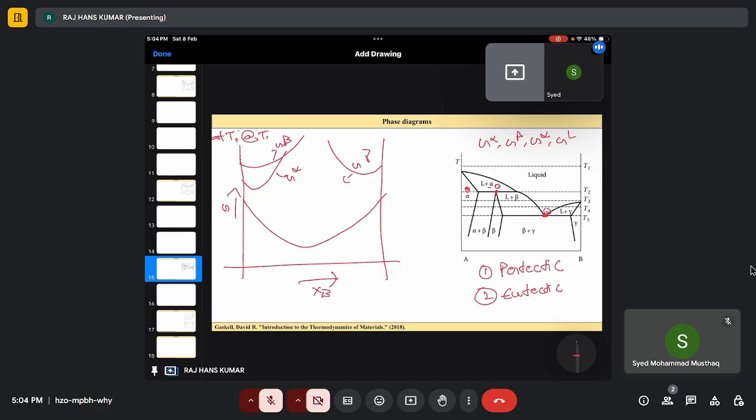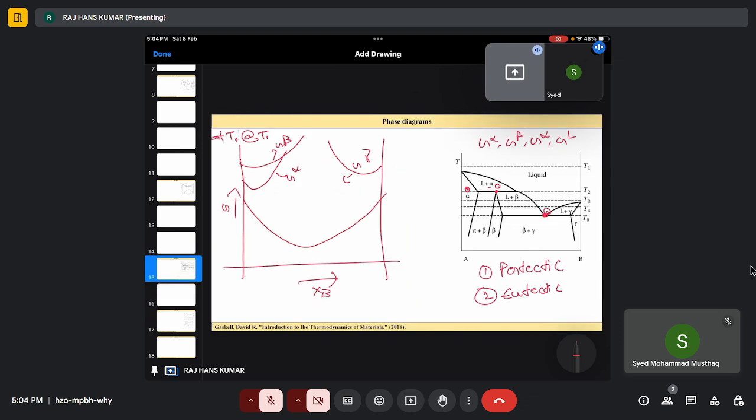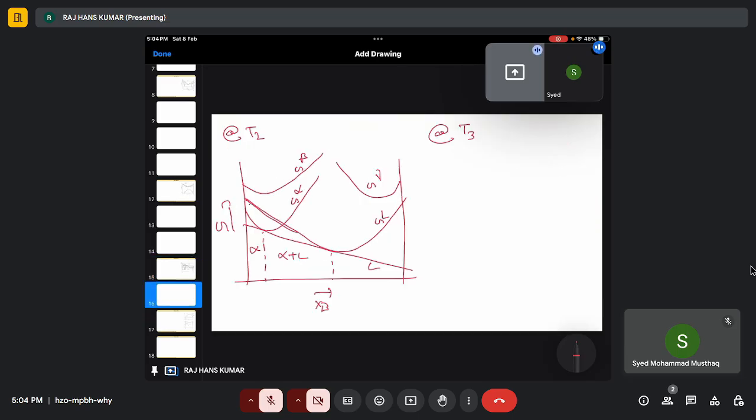Alpha liquid plus alpha, alpha plus beta, beta plus liquid. So everyone is at equilibrium there. Okay. This is for example this guy, T2. Let's say it is T3, T4, T5, T6. Okay. So let's say that is for T2. Now going for T3.